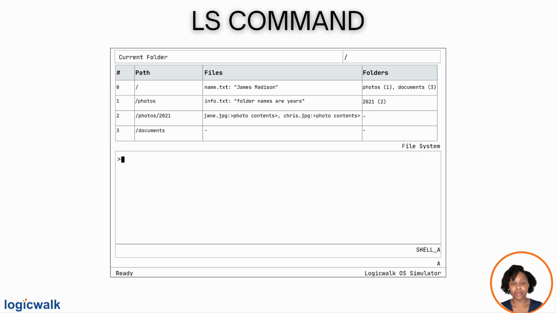Now let's look at the ls command. The ls command prints the contents of a folder. Suppose the user types ls photos into the shell. This command tells the LWOS to print the contents of the photos folder. For this example, the current folder index is set to 0, so the current working directory is the root folder. As before, when the user presses Enter, the LWOS processes the command and prepares it for execution.